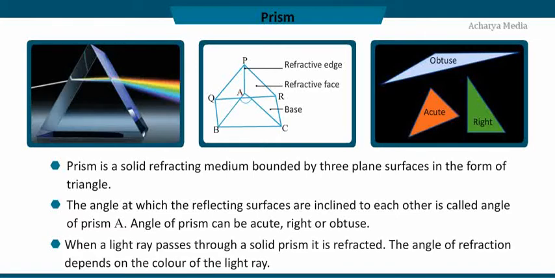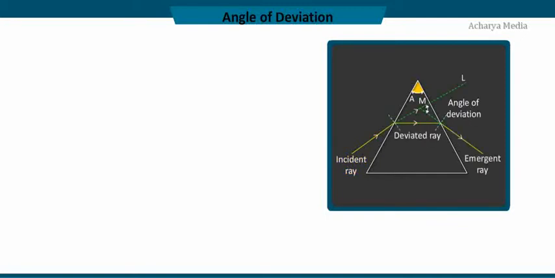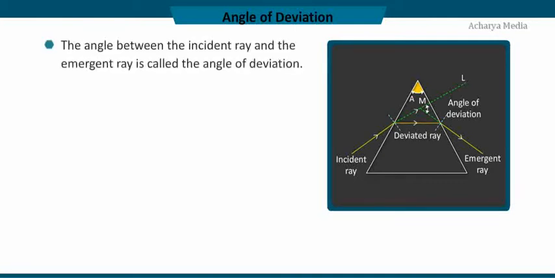When a light ray passes through a solid prism, it is refracted. The angle of refraction depends on the color of the light ray. If you allow a beam of light onto a prism, it bends and emerges out on the other face. This ray is called the deviated ray. The angle between the incident ray and the emergent ray is called the angle of deviation.